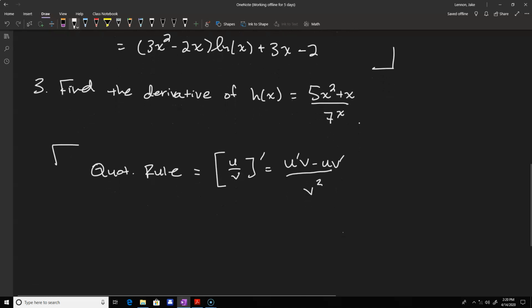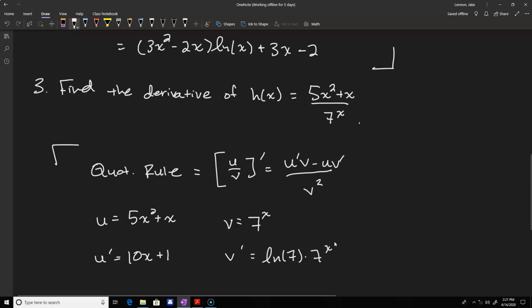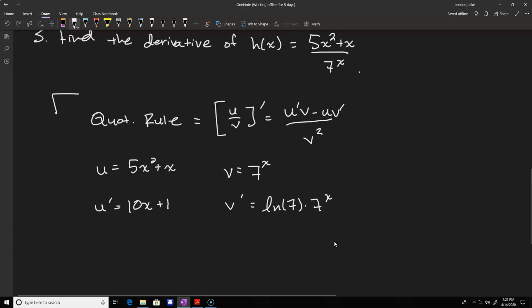We have the same setup with u and v as with the product rule, but we have to plug that into the final derivative a bit differently. So u is our numerator, which is 5x squared plus x, and v is our denominator, which is 7 raised to the x. So u prime is 10x plus 1, and v prime is, remember the derivative rule for b to the x is natural log of b times b to the x. So this is going to be natural log of our base 7 times 7 to the x. And then we just plug that into the formula.